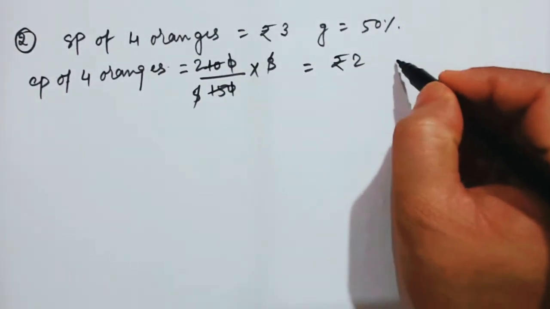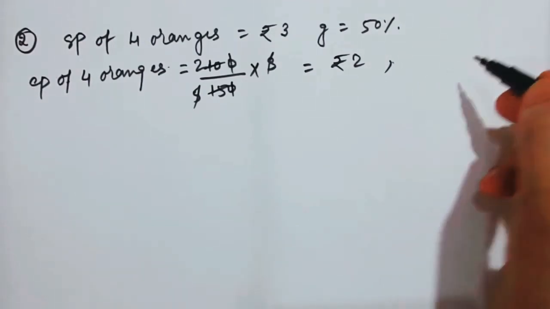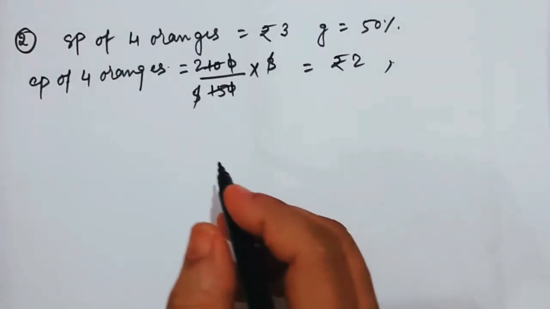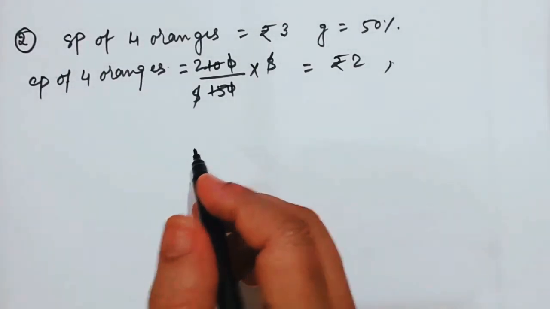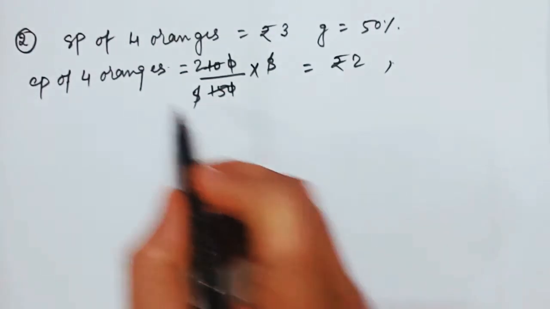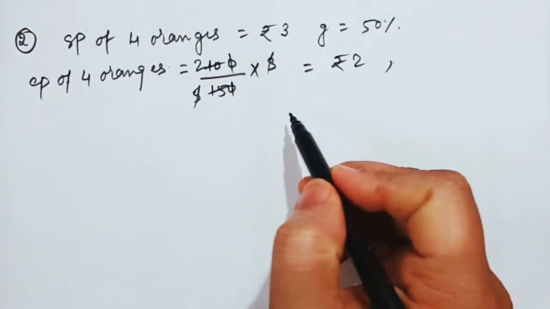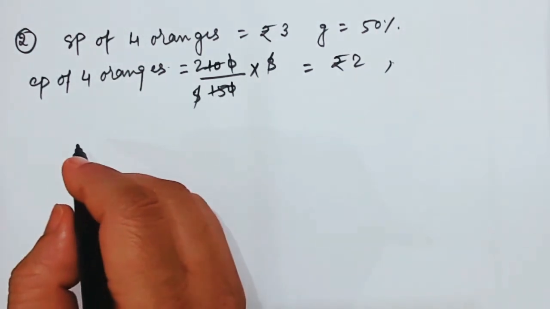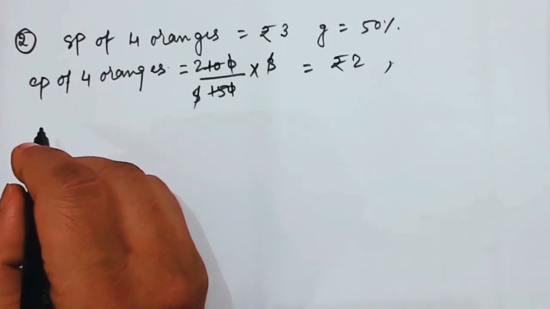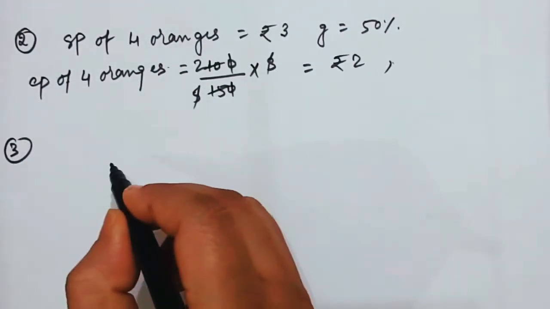Can't you find the cost price of 1 orange? Can't you find the selling price of 1 orange? Of course, you can find it out. For example, if someone asks you the selling price of 1 orange, you know the selling price of 4 oranges is 3. So selling price of 1 orange will be 3 by 4. Come on, 3 by 4 means how much? 75 paise.